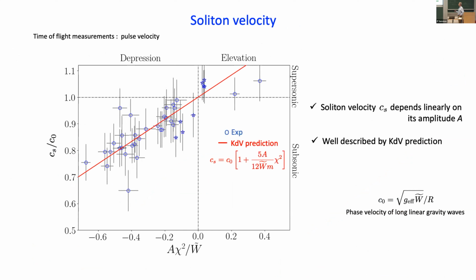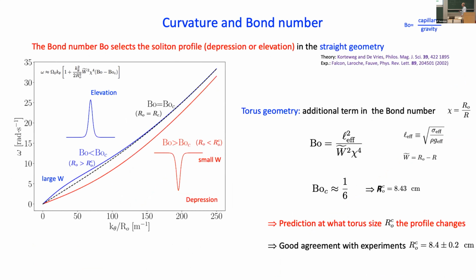You can also measure the velocity by time of flight measurement, and you put it on the rescaled variable. And so you compare with the prediction of the KdV, which states that the velocity of the soliton is linear with its amplitude. And indeed, this is what we observe experimentally. So it is well described also by the KdV prediction.